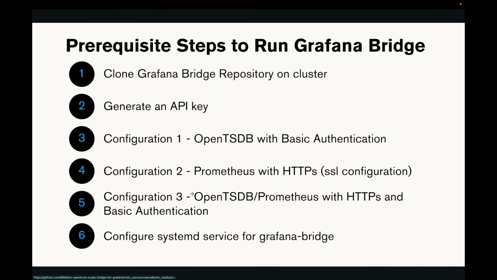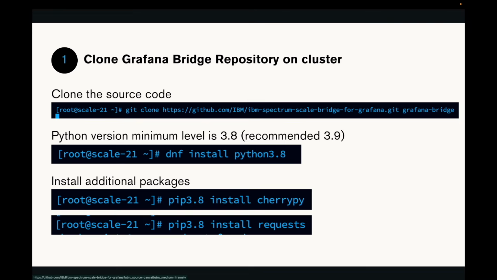These are some of the prerequisite steps which are useful for running Grafana bridge. We will look into them one by one. Firstly, we will clone our Grafana bridge repo onto the cluster, and we require Python version minimum 3.8 and recommended is 3.9 for the best experience. After that, we need to install some additional packages like CherryPy and Request.